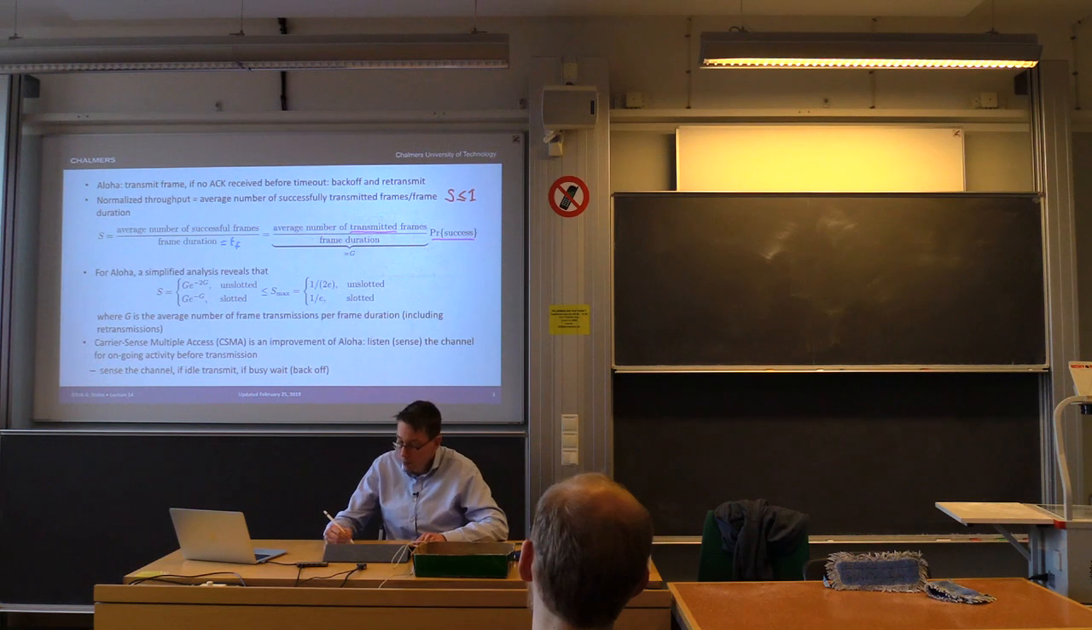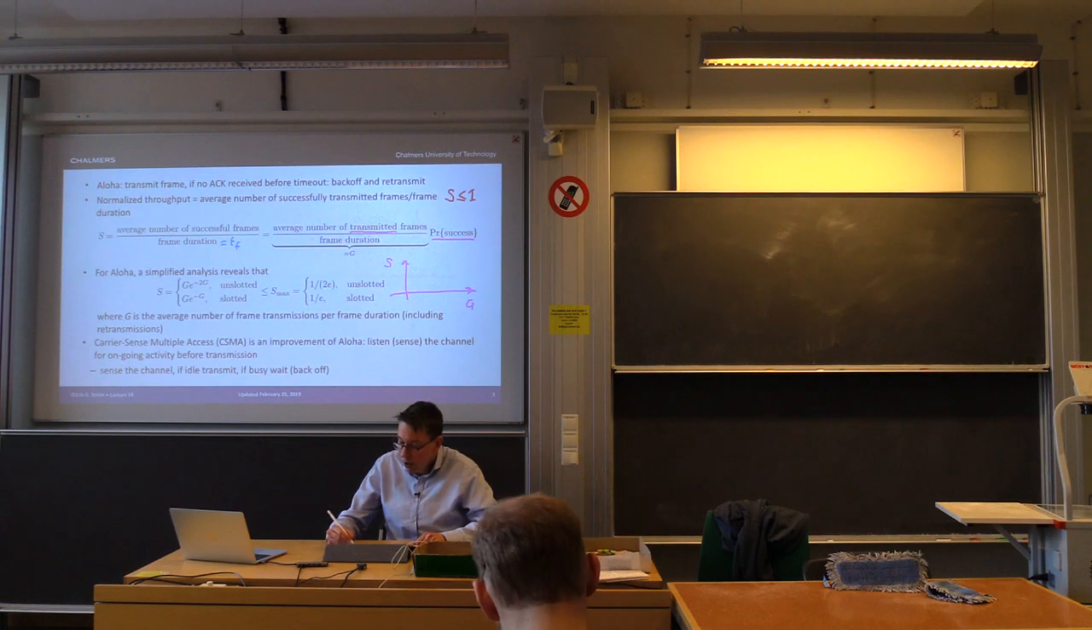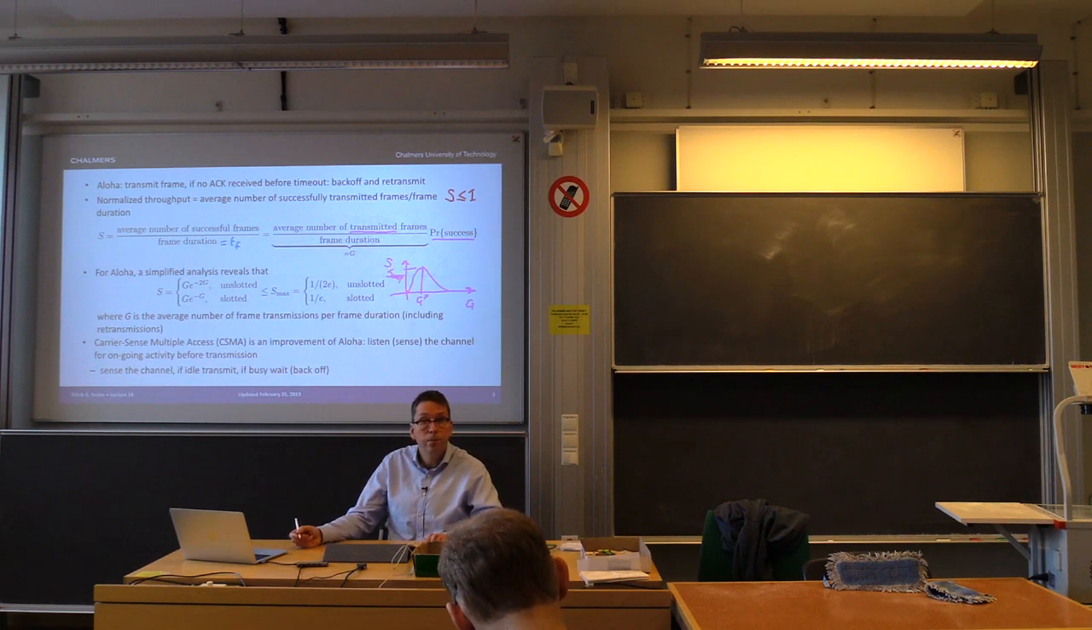So basically we have something that looks like this, that if we plot S as a function of G, it is some type of curve like this, and then it's maximized for some particular G, let's call it G star, and then we get S max for that G, right? So we know that the S here is 1 over 2e or 1 over e, depending if it's unslotted or slotted.